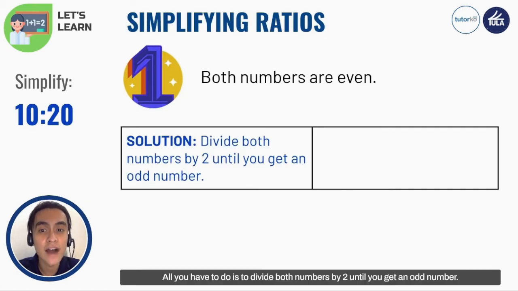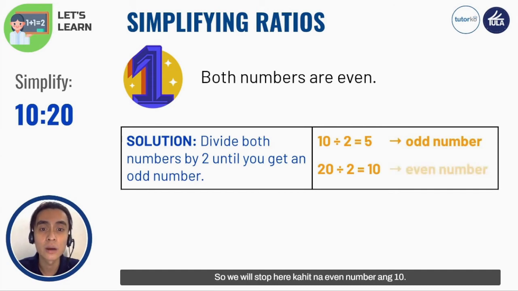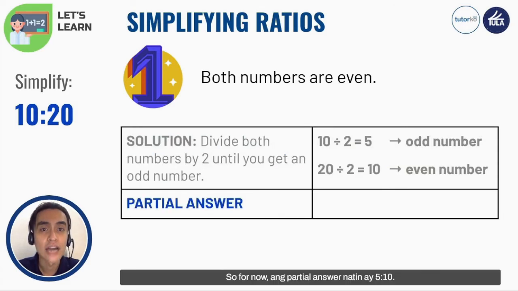All you have to do is to divide both numbers by 2 until you get an odd number. So 10 divided by 2 is equal to 5. 20 divided by 2 is equal to 10. Ang 5 ay odd number na. So we will stop here kahit na even number ang 10 because we have to divide both numbers the same number of times. If you have to divide the first number once, you only have to divide the second number once only. So for now, ang partial answer natin ay 5:10. We say it is partial because we can actually simplify it further.